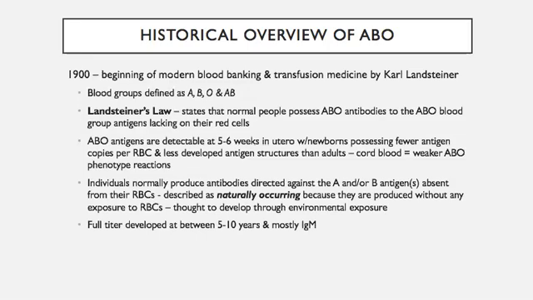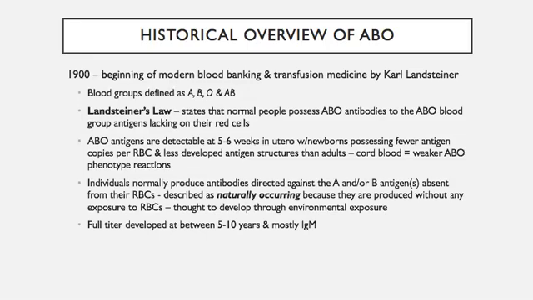Individuals normally produce antibodies directed against the A and/or the B antigens that are absent from their red cells. These antibodies have been described as naturally occurring because they're produced without any exposure to red cells. They're thought to develop through some type of environmental exposure. Full titer of those naturally occurring antibodies happens between 5 and 10 years of age, and they're mostly going to be of the IgM class.